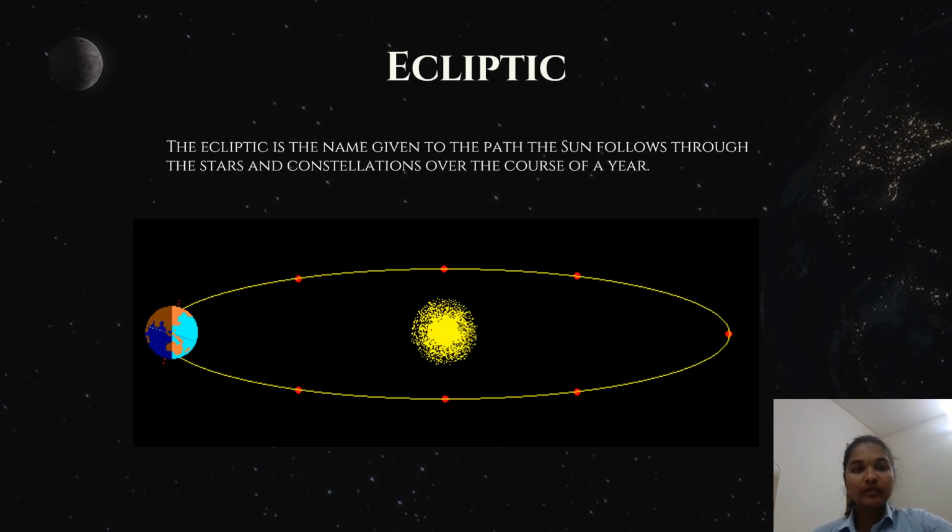Then the ecliptic. The ecliptic is the name given to the path the Sun follows through the stars and constellations over the course of the year. You can see here the motion of Earth around the Sun, which takes 1 year to complete one revolution around the Sun in an ecliptic manner.